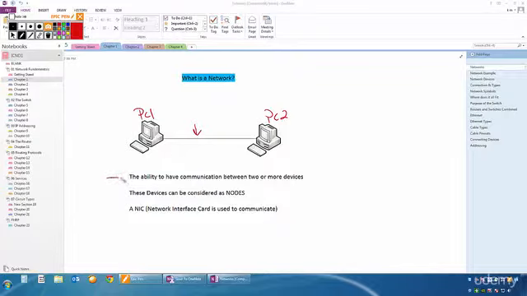Now, if you read this little thing here, it says the ability to have communication between two or more devices. Now, in this scenario, we have two, so they're networking. Otherwise, if you just have a single PC, it's just a PC. But if I connect this PC to another PC in some fashion, it becomes part of a network. When you're talking to your friend, your family, boyfriend, girlfriend, you're networking with them. You're communicating with them. Same concept, except we're doing it with machines.